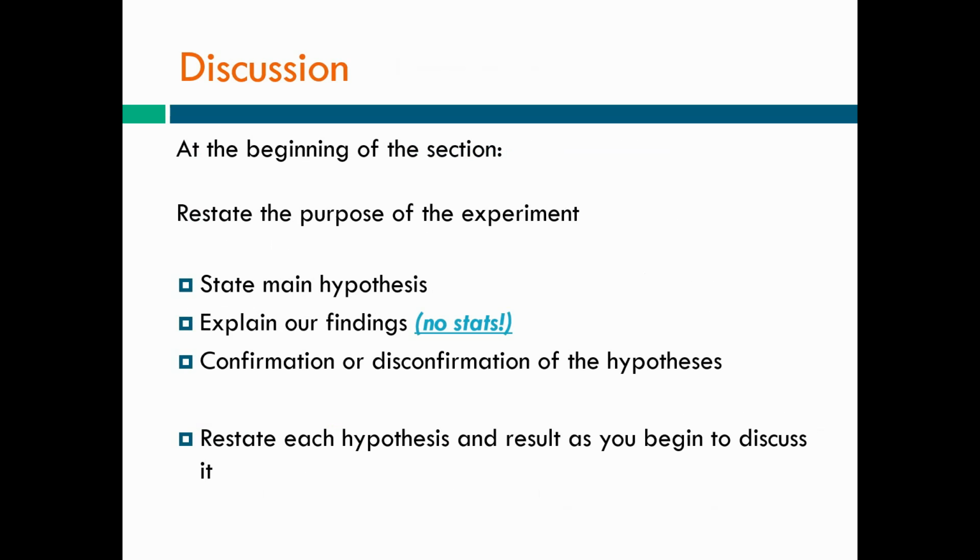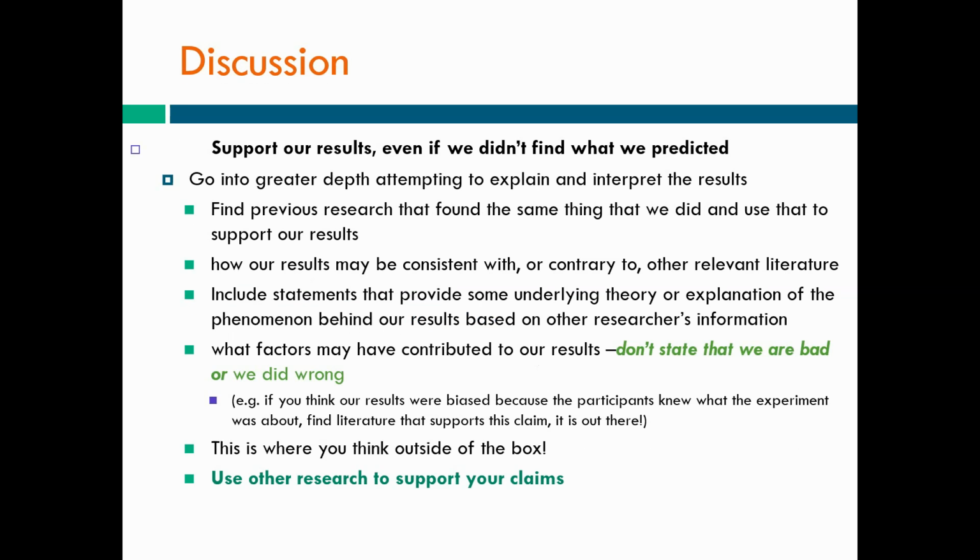So at the beginning of the section, what you must start off with is a restatement of the purpose. So what was the purpose? And then you move on to stating the main hypothesis. Once again, you explain the findings, but without the use of statistics. Then you move on and talk about whether you supported or didn't support the hypotheses, or whether you confirmed or disconfirmed the hypotheses. You restate each hypothesis and you do the same type of writing for all of these.